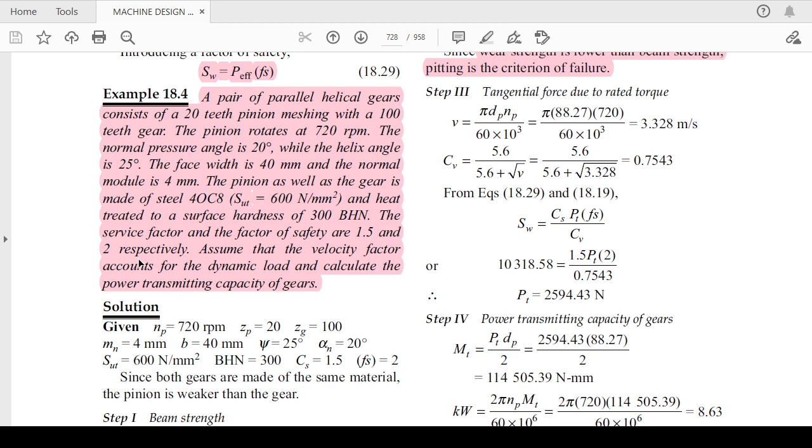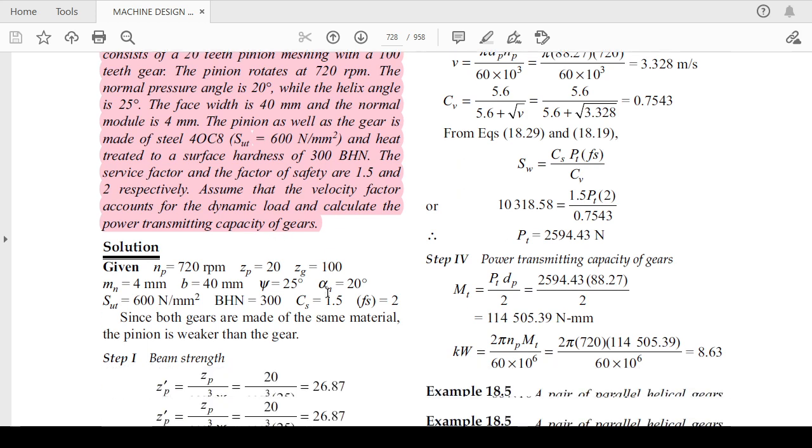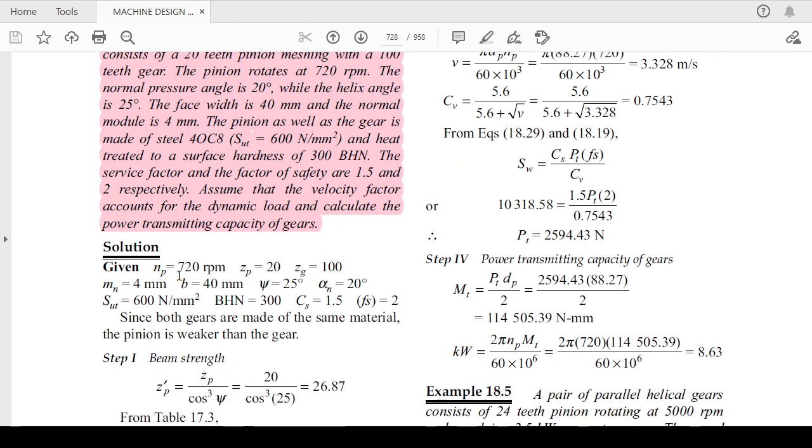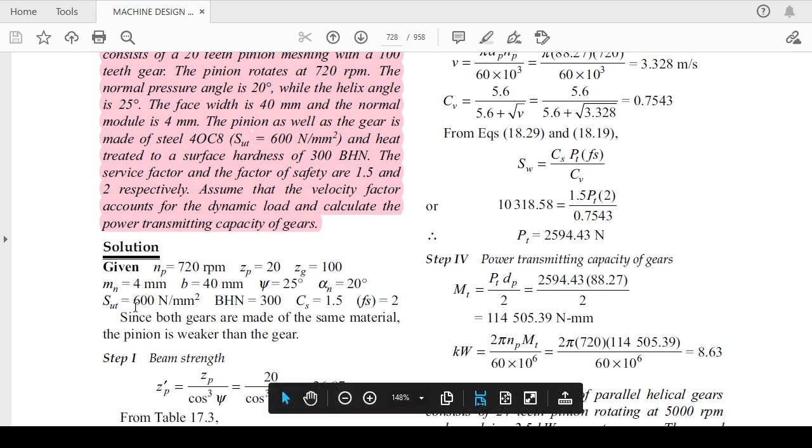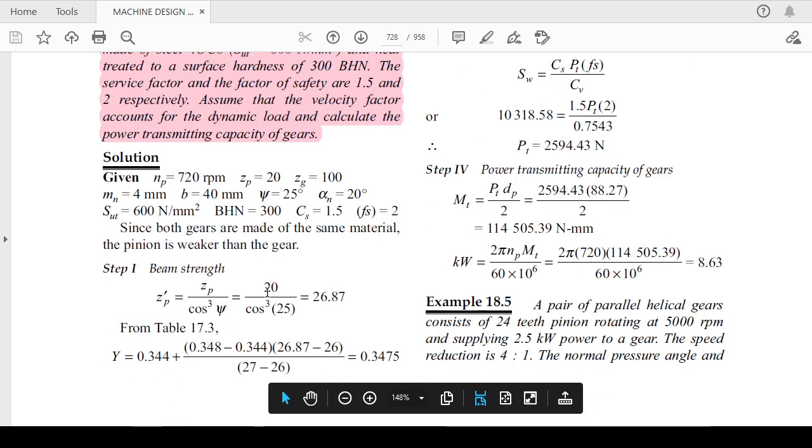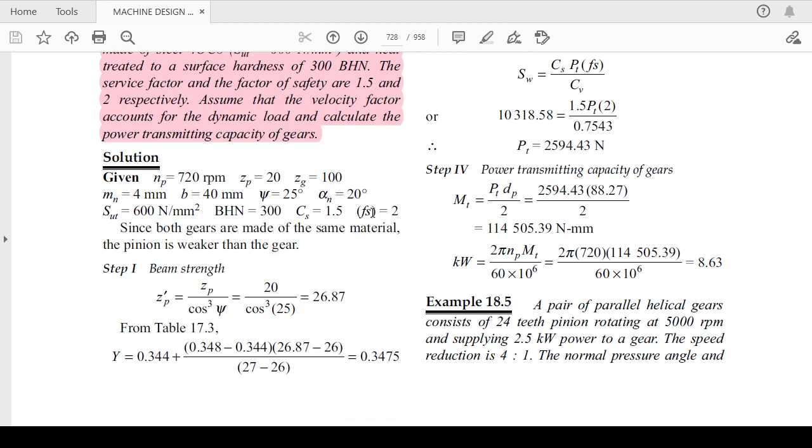Assume that the velocity factor accounts for the dynamic load, and calculate the power transmission capacity of the gear. So NP is given, ZP is given, ZG, number of teeth for the gear, is 100. And MN, normal module, is given, face width given, helix angle, normal pressure angle, then SUT for that material, BHN is 300 and CS is 1.5, as well as factor of safety is given as 2.